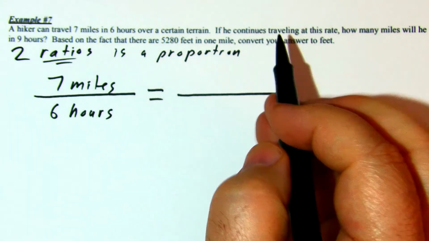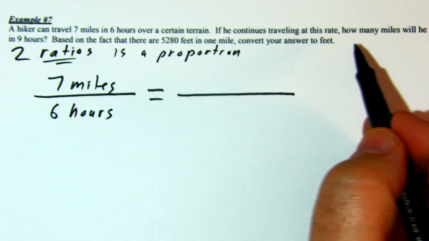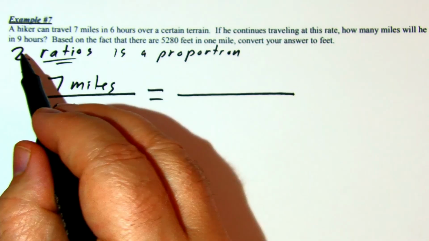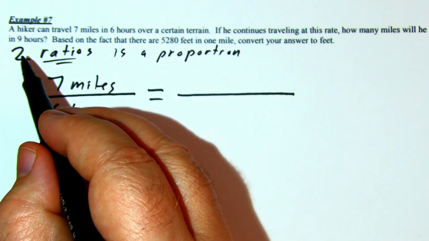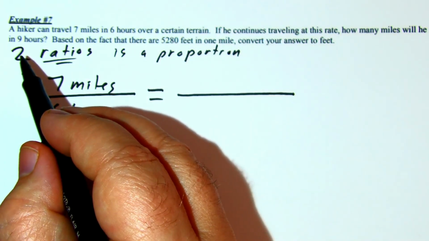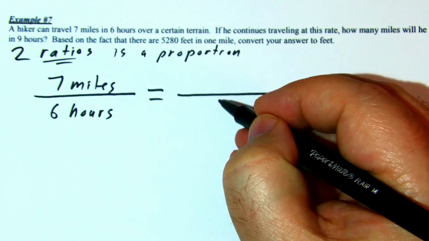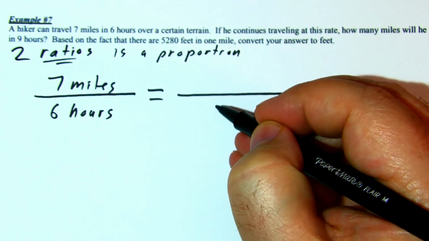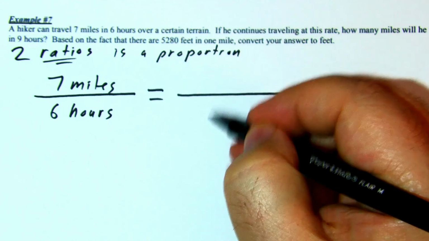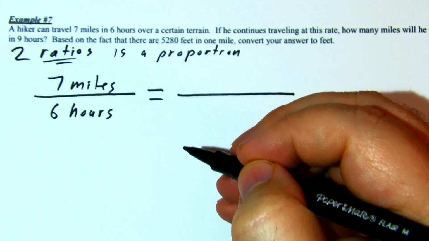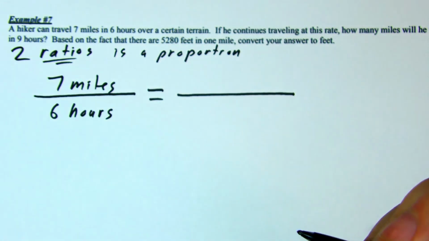And then we continue reading. If he travels at this rate, how many miles will he travel in 9 hours? Do you see that they're again talking about miles and hours? And one of them they tell us as a number, and the other they say is how many. And so one of those is going to be a number, and one of those is going to be X. What one do they tell us as a number?